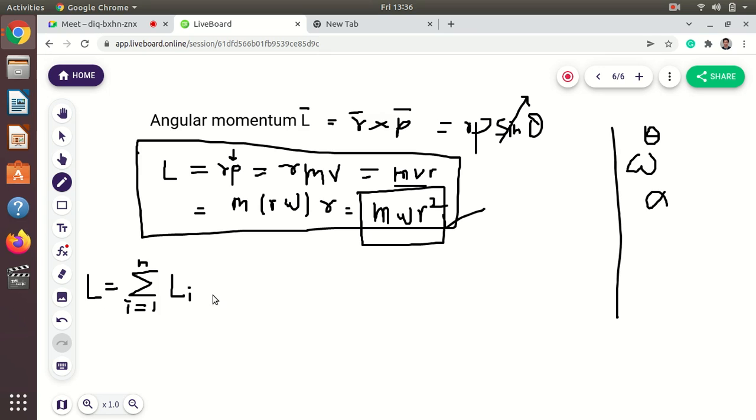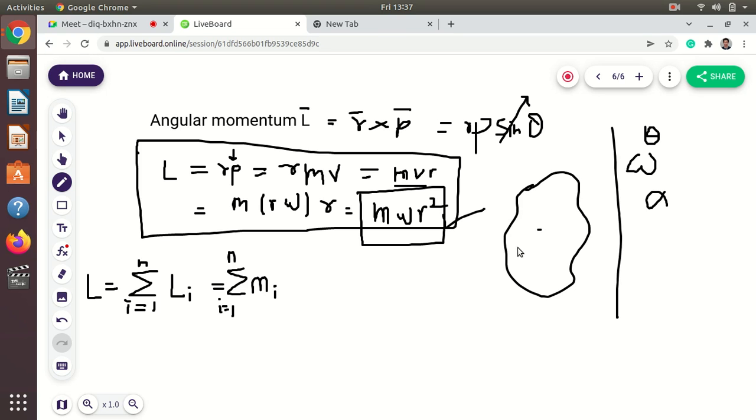So this is L. Now for each particle, the mass we will write as Mi, with the summation from i equal to 1 to n. Then R is also different. Let's take one example. Let's take any random body, any random shape.